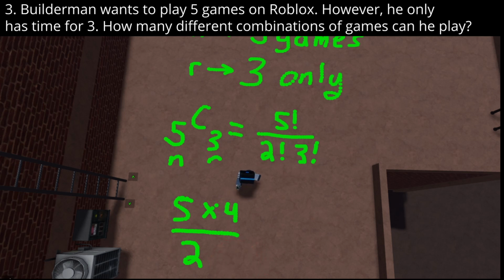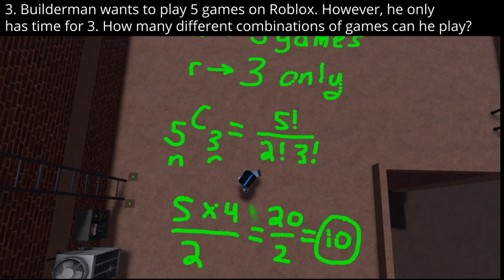So let's just do the math, because this one is simple to do. 5 times 4 is 20. 20 divided by 2 is just 10. So all this means is that if Builderman can play 3 games only out of 5 he wants to choose from, there's 10 possible combinations for him to play.